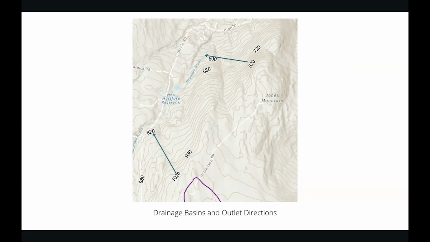Lower in the image, we see water from 1020 meters moves down to 820 into that same body of water. It's important to note that, like this image, water doesn't always move from north to south or east to west.